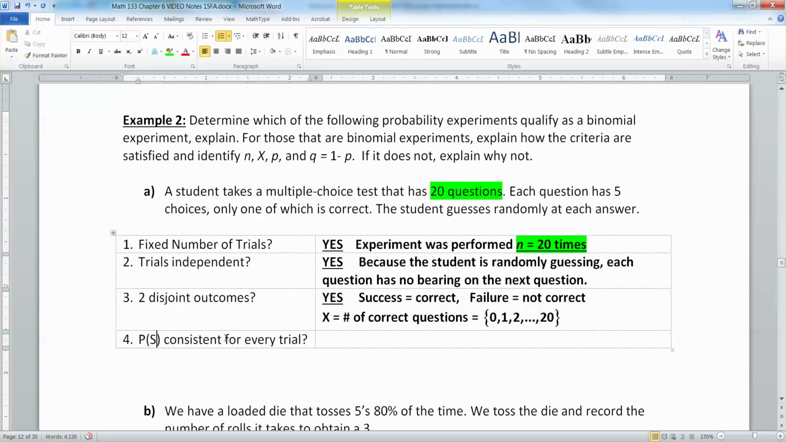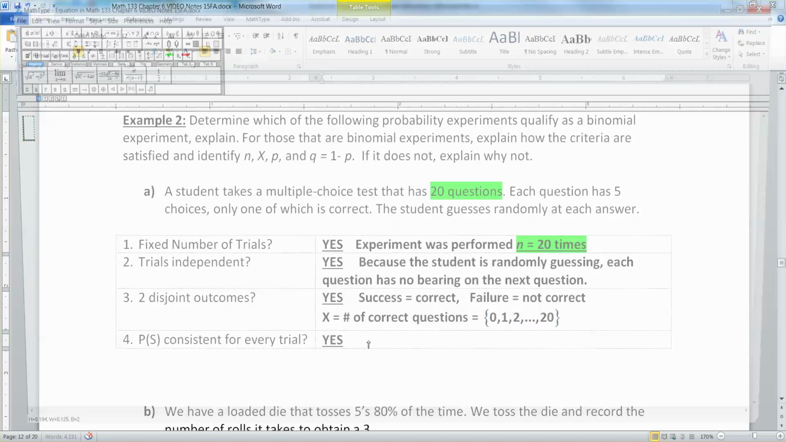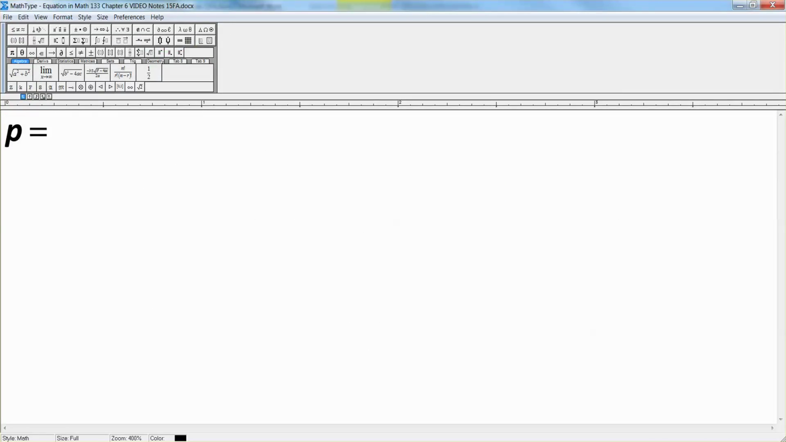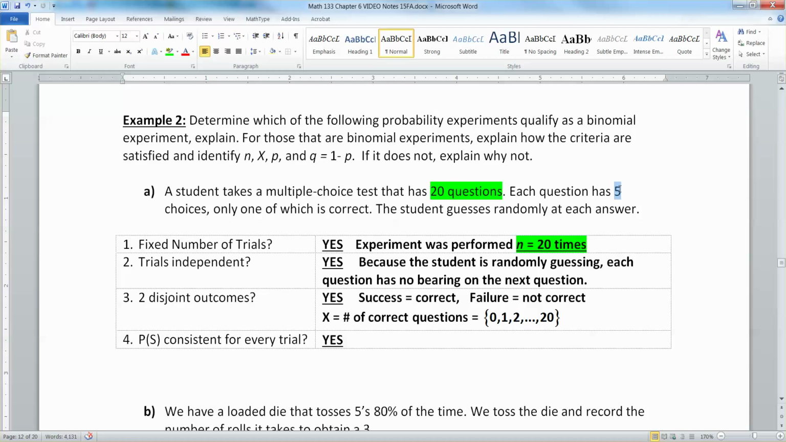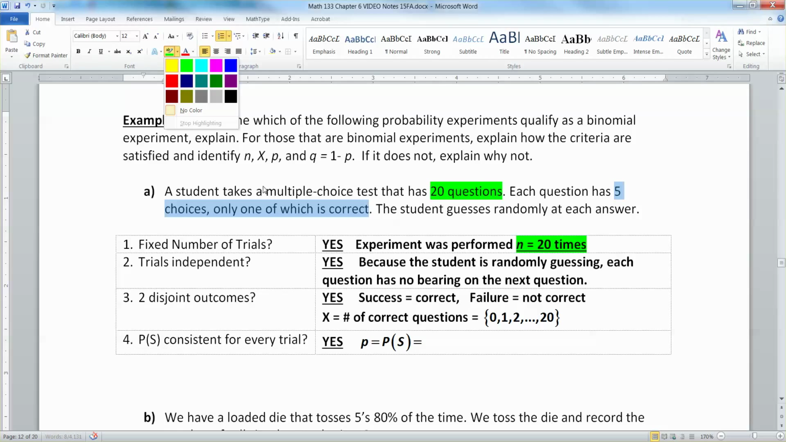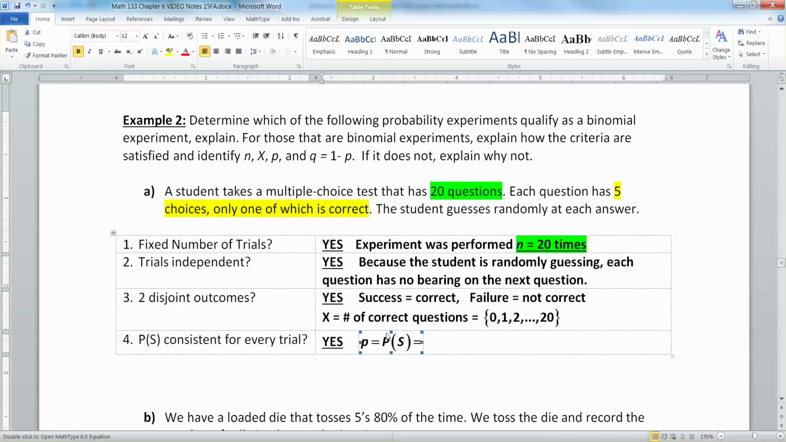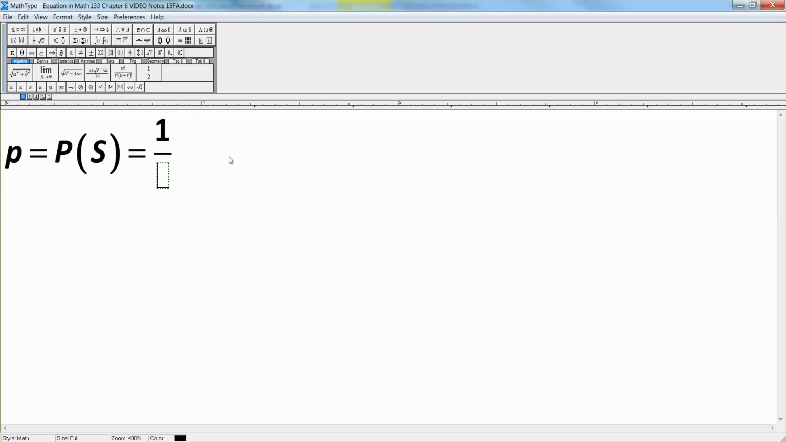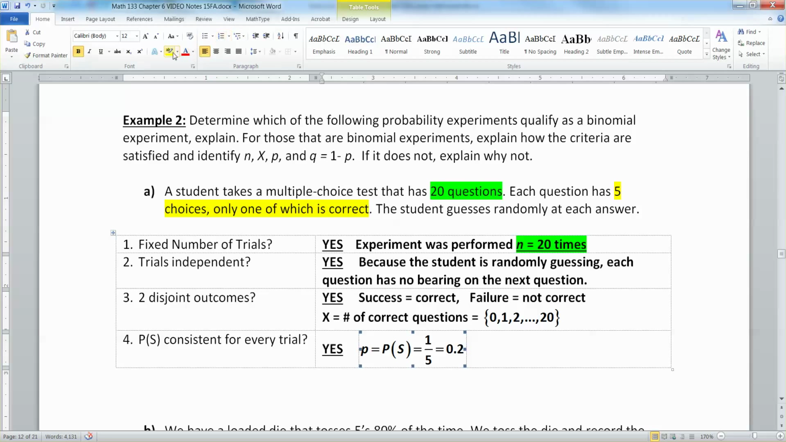All right, so then, is the probability of success consistent? Well, yes, because the student's randomly guessing, the probability of success is the same for every trial, which is p, the probability of success. And now here's the part where you've got to pay attention. Since there's 5 choices, only one of which is correct, right here is where you're going to get it from. That's going to mean your probability of success is 1 out of 5, which is 0.2 if you want to write it as a decimal.